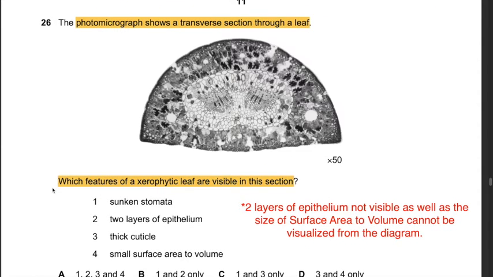Question 26. The photomicrograph shows a transverse section through a leaf. Which features of a xerophytic leaf are visible in this section? 1. Sunken stomata. 2. Two layers of epithelium. 3. Thick cuticle. 4. Small surface area to volume ratio. So they are asking about the features that are visible. You cannot visualize a small surface area to volume ratio in this photomicrograph, therefore the option should not contain 4. And you obviously cannot see two layers of epithelium, hence 2 is also incorrect. The answer is C, 1 and 3 only.